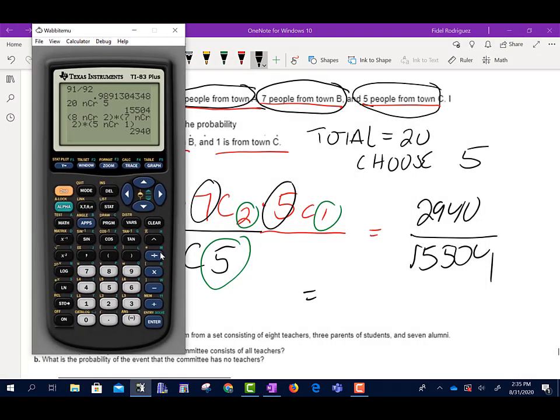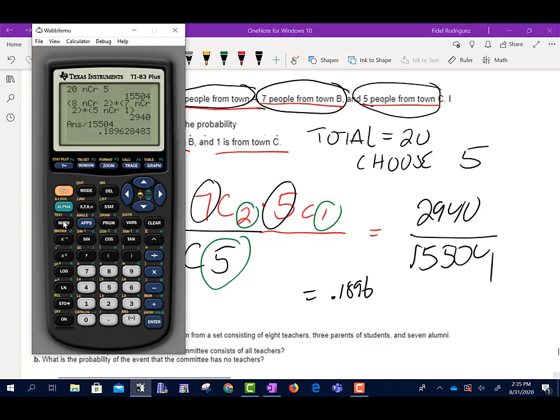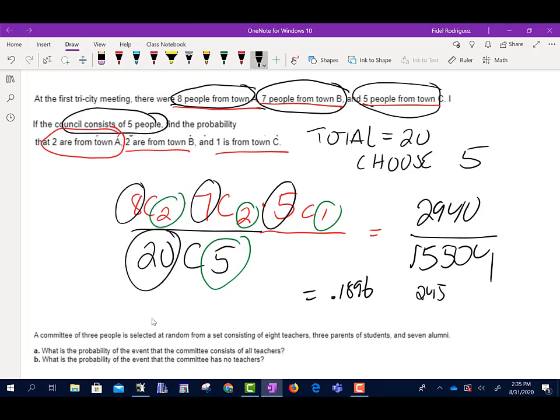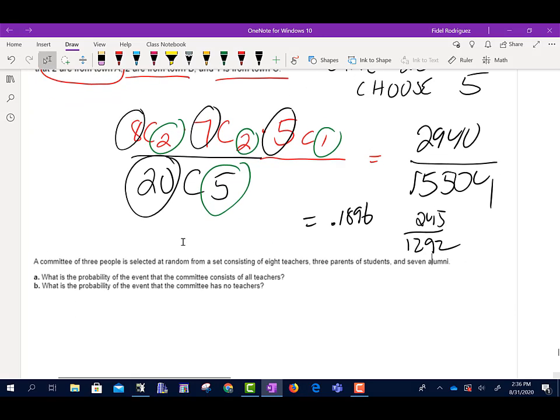So let's see, 2940 divided by 15,504. Just divide it out, and I'm coming up with 0.1896. And I'm going to check to see if it's going to give it to me as a simplified fraction. There's my fraction button. Yes, it did. 245 over 1292. And, yep, okay, we're done.